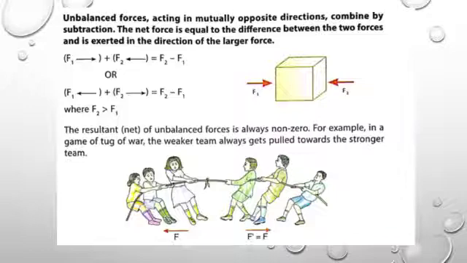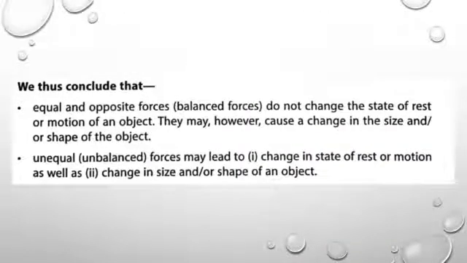So the unbalanced forces bring some change in the position or direction or speed of a moving object. So the conclusion is that equal and opposite forces are called balanced forces. They do not change the state of rest or motion of an object. They may, however, cause a change in the size and shape of the object.